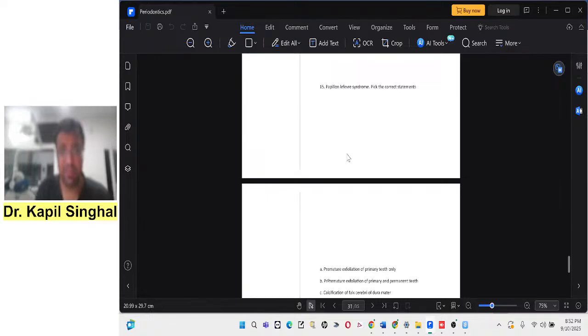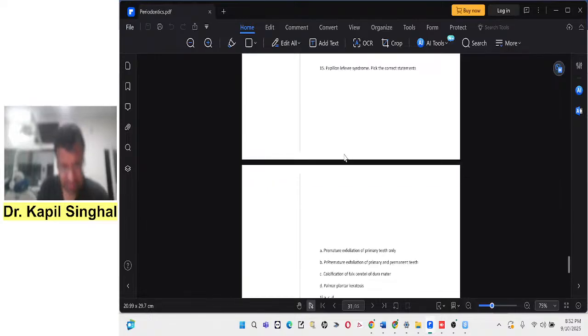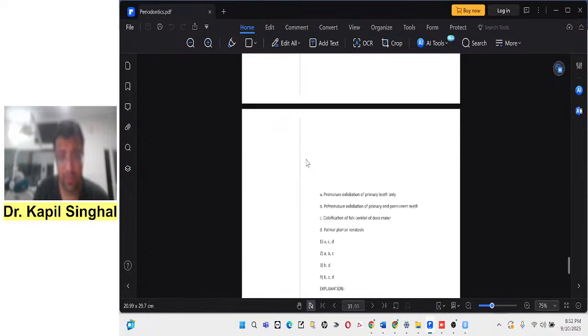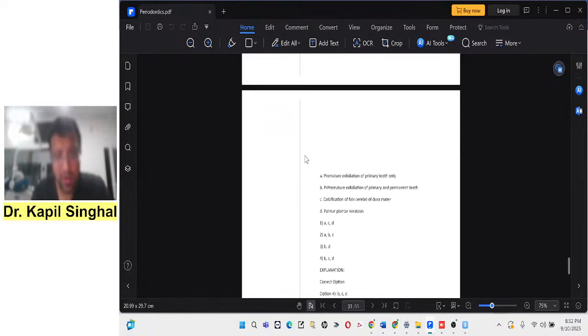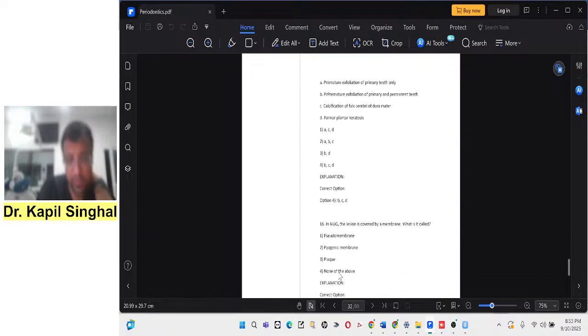Next, Papillon-Lefevre syndrome. Pick the correct statement. We all know in Papillon-Lefevre syndrome there is aggressive periodontitis. There is premature exfoliation of both primary and permanent teeth. There is calcification of dura mater, and there is palmoplantar keratosis. It is not only primary teeth, it is both primary and permanent teeth. So the answer here would be BCD, that is option 4.